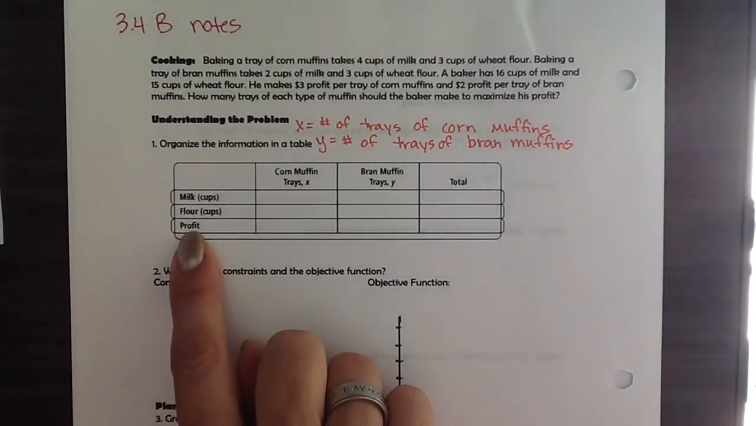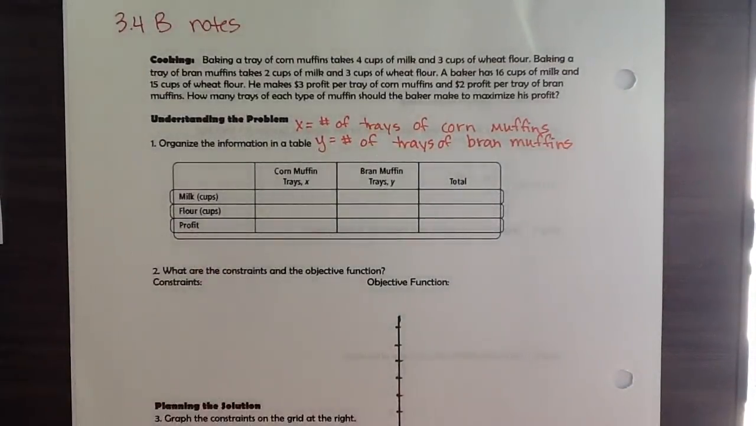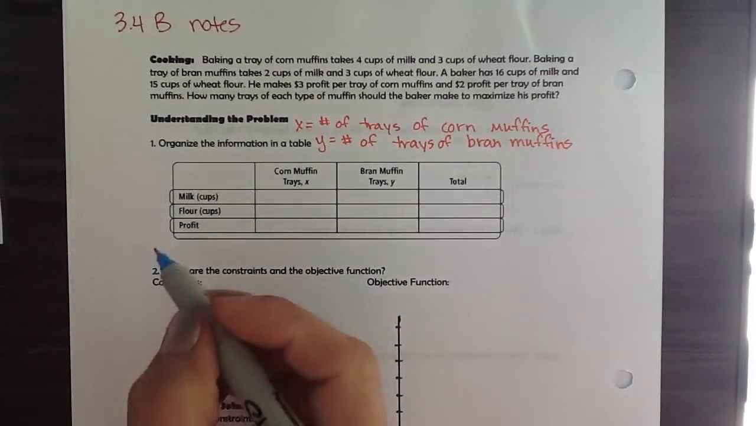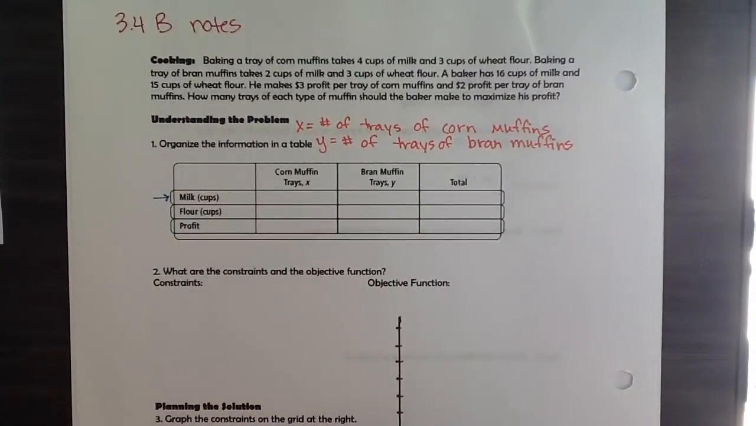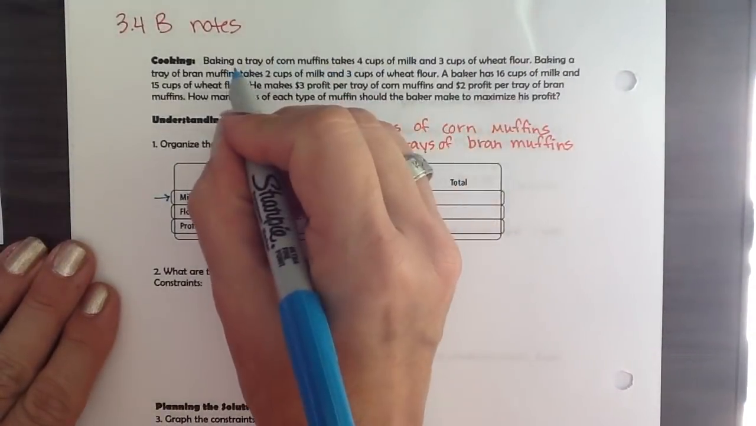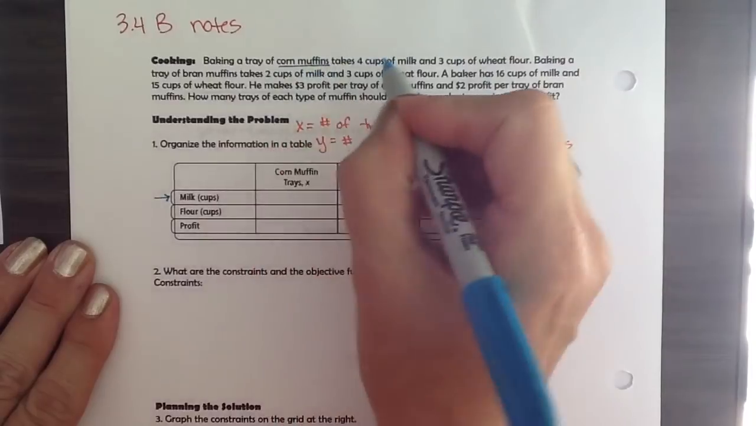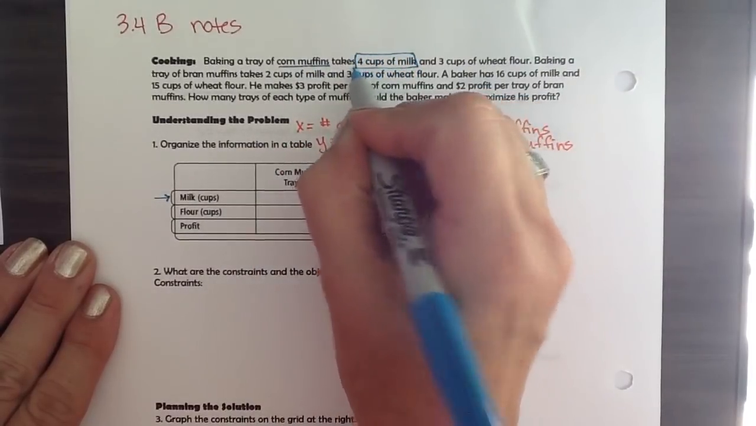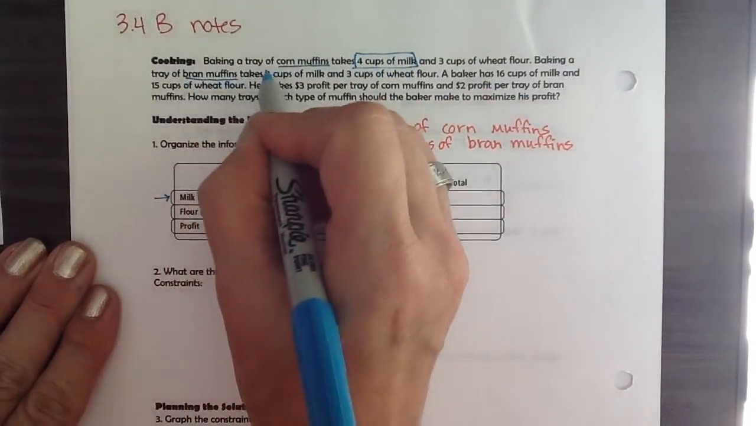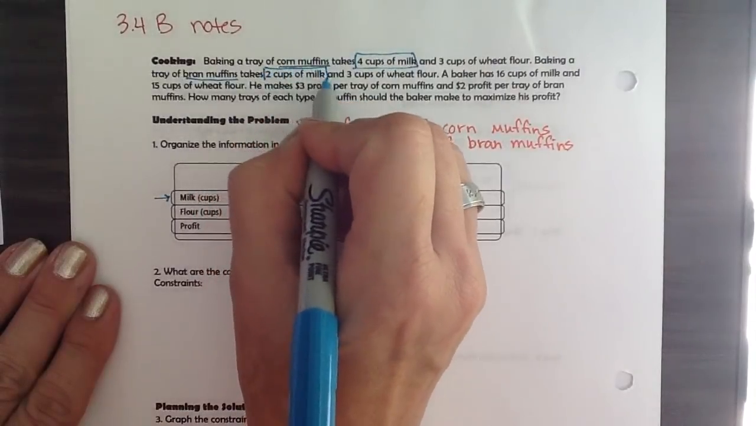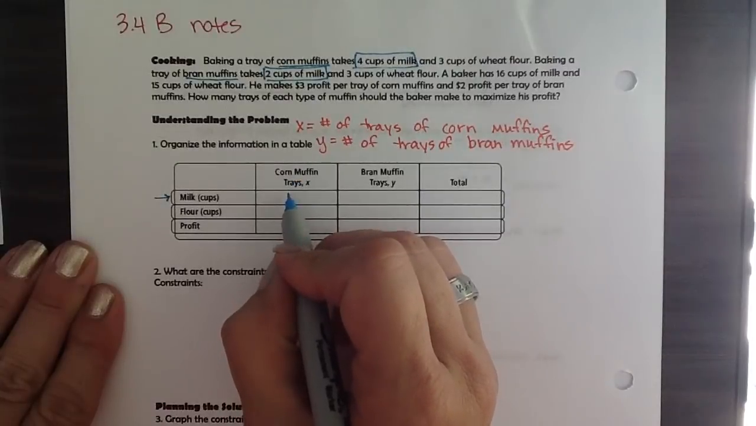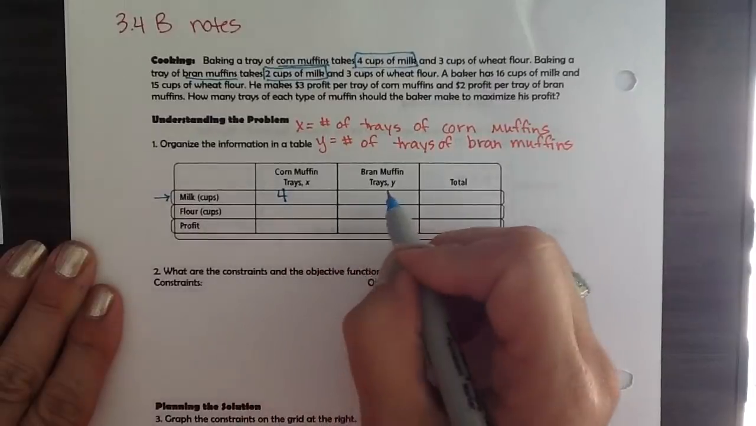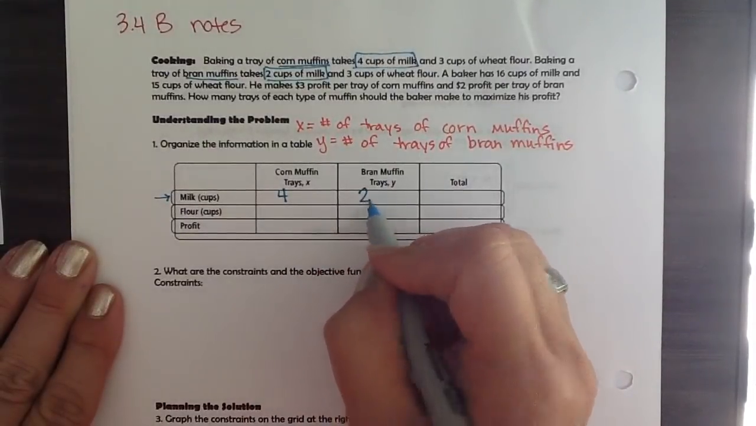So what I'm going to do is I'm going to kind of circle my information based on type. So I'm going to use blue here for the milk. So it tells me that corn muffins take 4 cups of milk and bran muffins take 2 cups of milk. So I'll put that in my information. Corn muffins take 4 cups of milk. Bran muffins take 2 cups of milk.